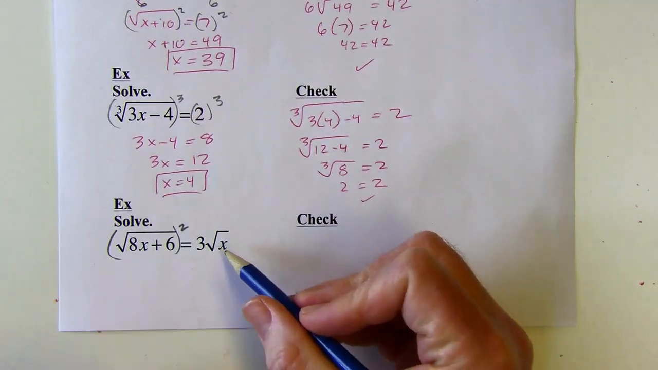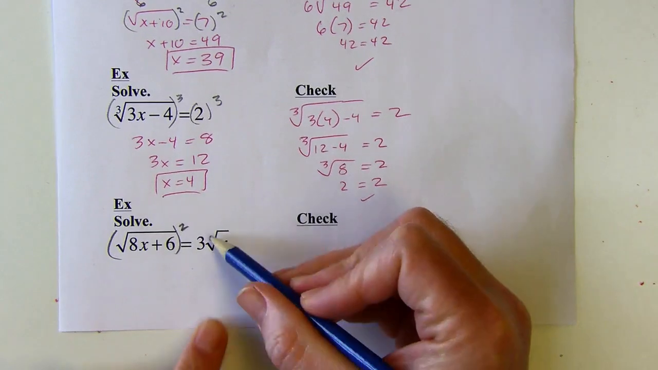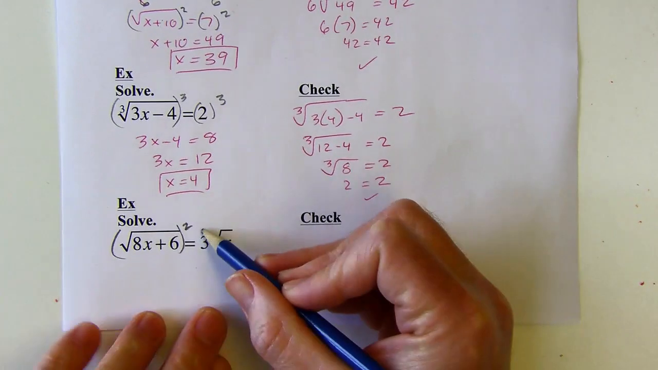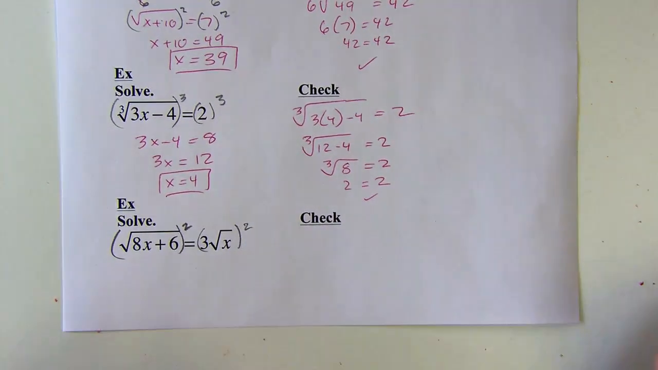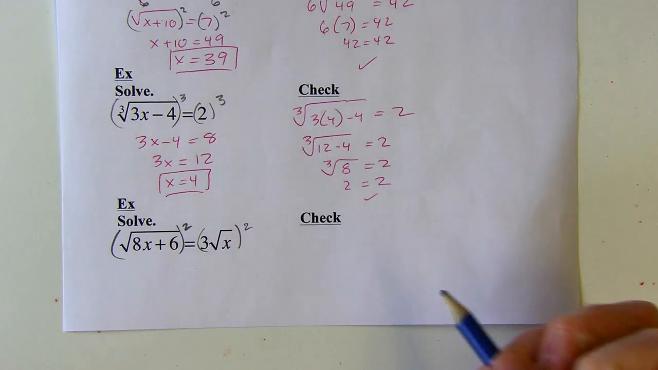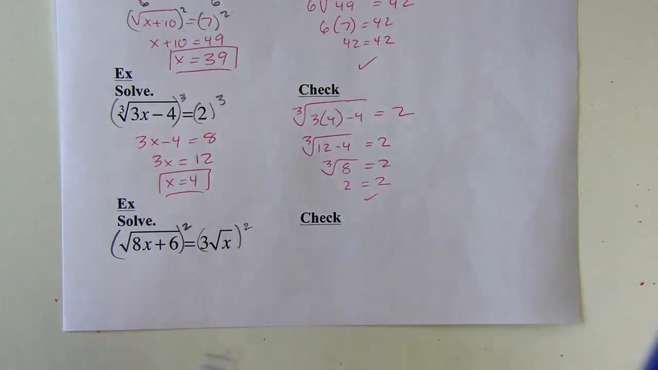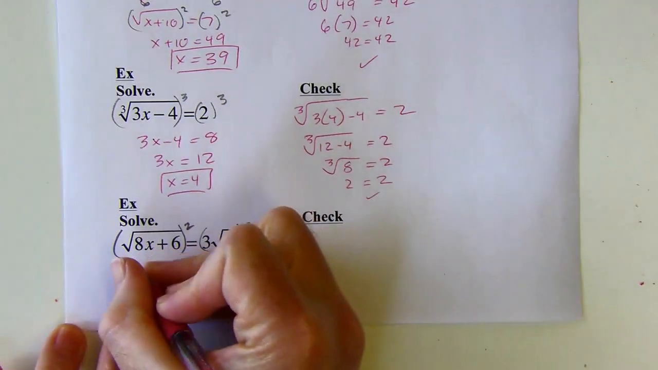Okay, and then I'm going to square both sides of the equation. Now here's the thing that I see people do a lot. They'll just square the radical part, but you can't do that. We got to square the whole equation. So the 3 gets squared as well. Okay, I'm squaring everything. So on the left side, it's just 8x plus 6.